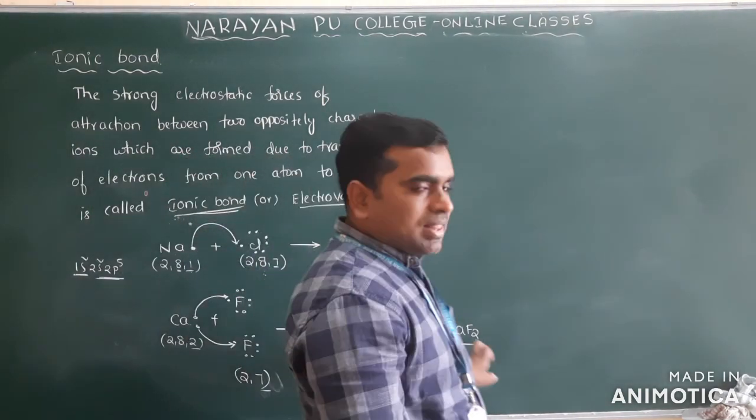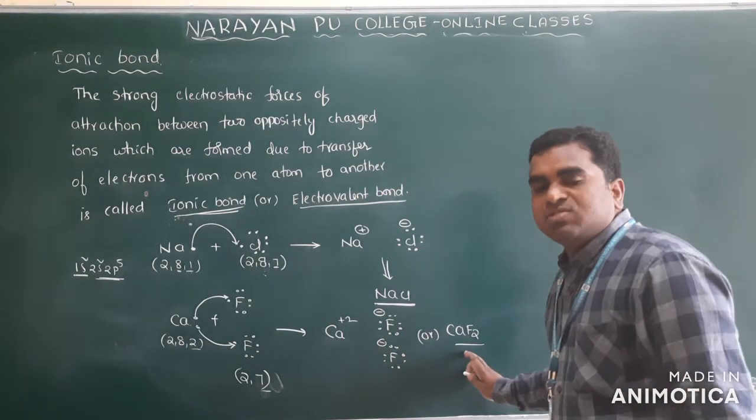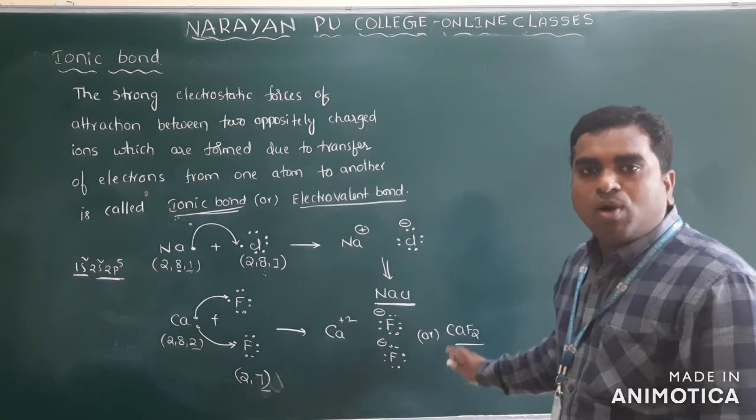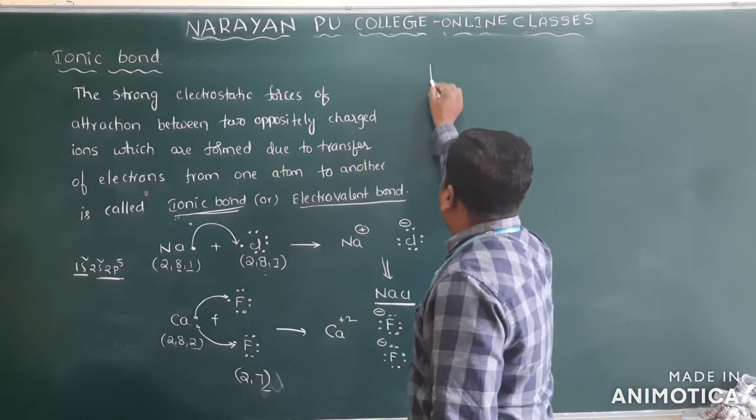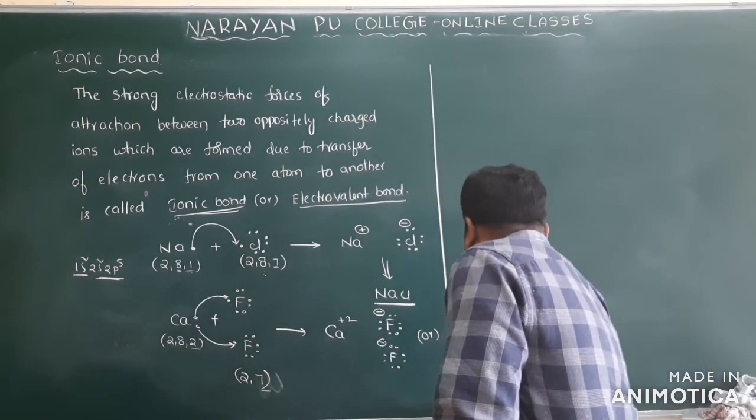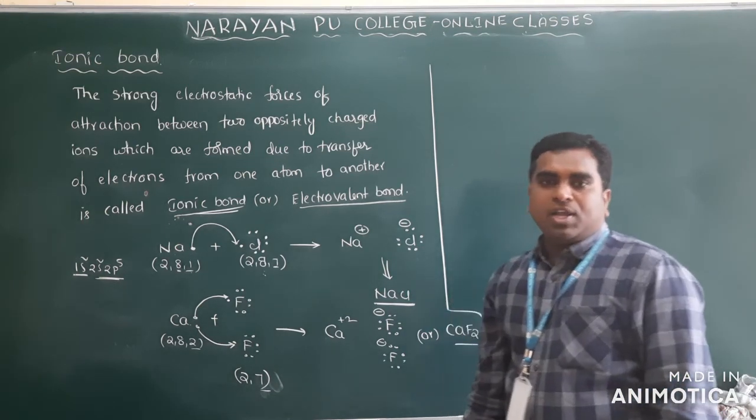This attraction, positive and negative charge attraction, electrostatic attraction, what bond will we call it, Maria? Ionic bond. The bond between the calcium and the fluorine is which bond, Maria? Calcium and fluorine, the bond is ionic bond. And this is about the examples of ionic bond.